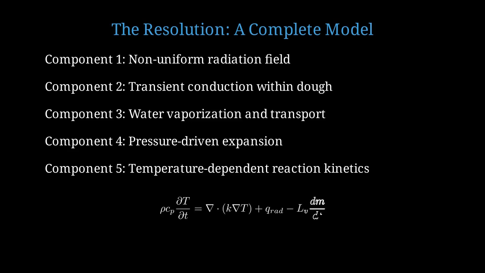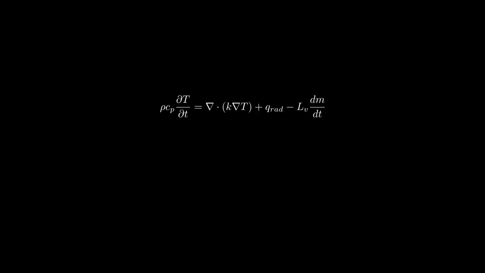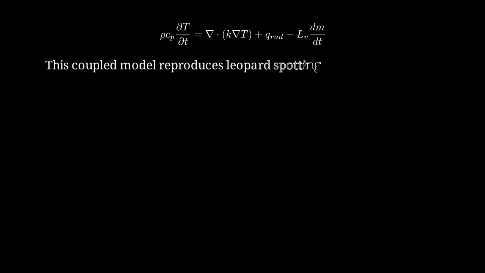The complete energy equation is density times specific heat times partial T over partial t equals divergence of K gradient T plus Q rad minus LV times dm over dt. When researchers implemented this complete coupled model in computational simulations, it successfully reproduced the leopard spotting pattern.